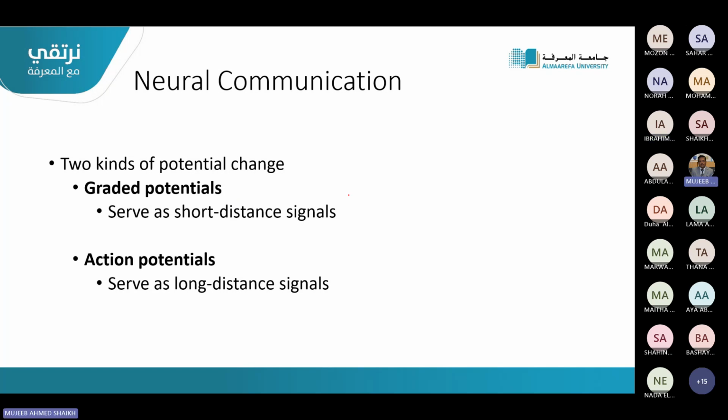So as I told you, from minus 70 or minus 90, it can go like this and come back, or it can go like this and come back. This is a small change. This is called a graded potential. It is a short distance change; it will not travel from one area to another. It will only be a local potential. Graded potential is a little change in the potential for a very short distance, locally. Whereas action potential is a great change in the membrane potential, and it will travel.